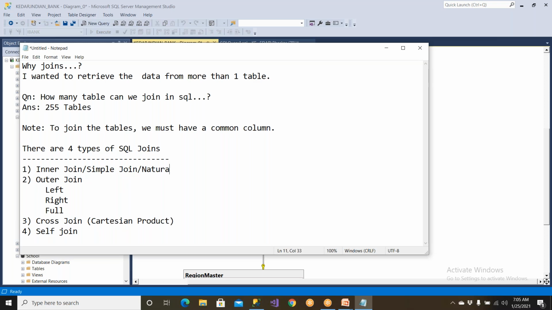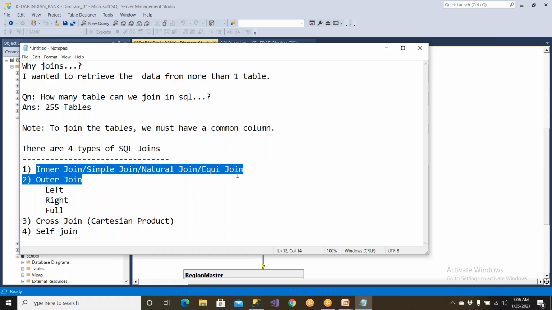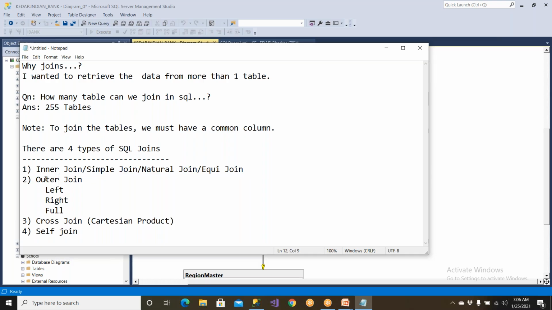There are a lot of names. Natural join, or it is also called an equi join. Okay, a lot of names for inner join. Most of the time we are going to be using this join, inner join. You can also use inner join plus outer join put together, because two tables can be joined with an inner join, a third table can be joined with an outer join, and later a fourth table can be joined with a cross join in a single query. Clear? Because this many tables can be joined, any joins can be used anytime.